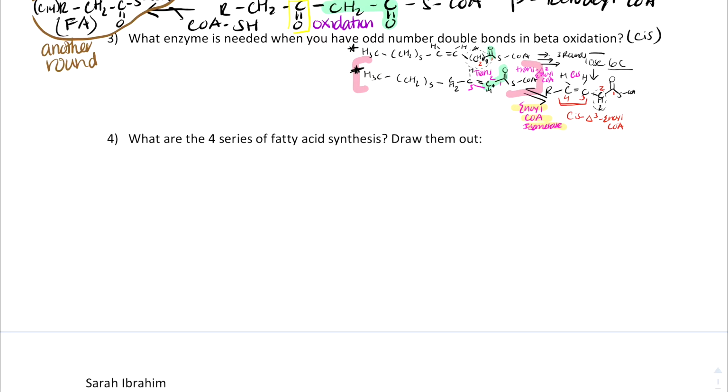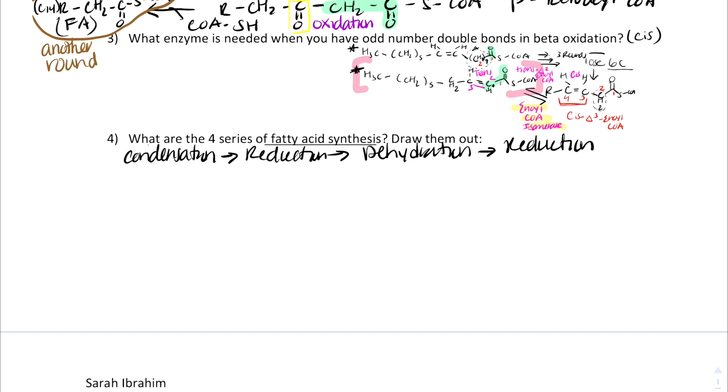Okay, so for this next question, we're doing fatty acid synthesis. And all this is just putting fatty acids together and elongating them. This occurs in a series of 4 steps. We have condensation, then reduction, dehydration, and then reduction again. So knowing the order of this is super important because it allows you to understand how this process is actually occurring.